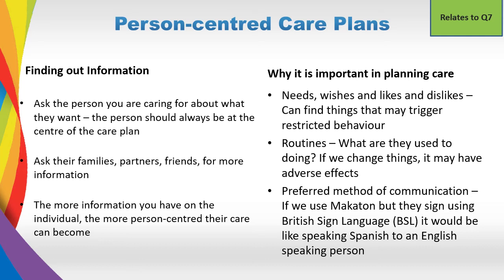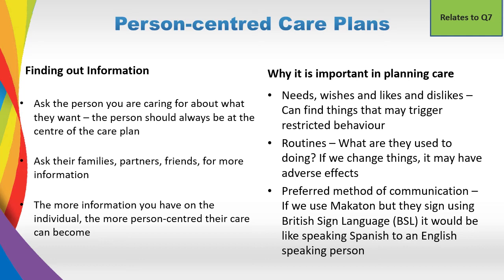So with their needs, their wishes, their likes and dislikes, we can find things that may trigger poor or restricted behaviour. We can find out routines, so what did they like doing? If we change things, it might have problems or adverse effects. The preferred method of communication. We're going to look at communication in a bit more detail.